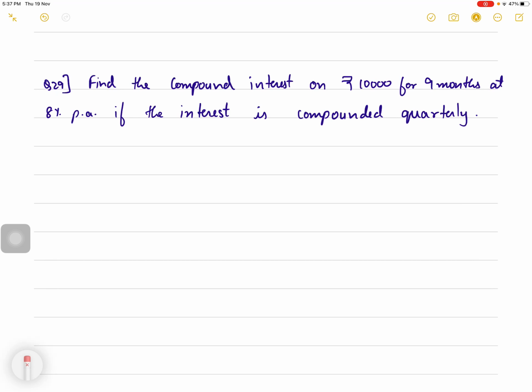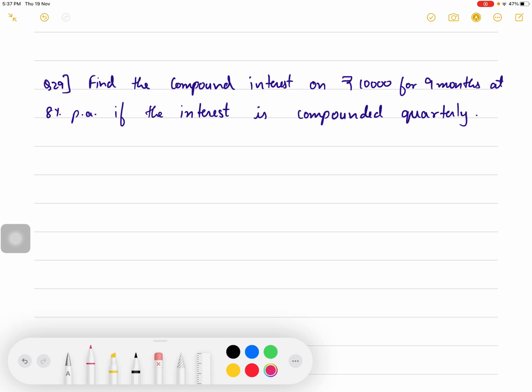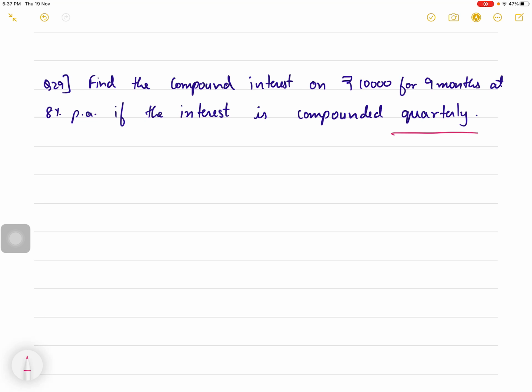Hello students, let's solve a few more problems of compound interest. Find the compound interest on rupees 10,000 for 9 months at 8% per annum if the interest is compounded quarterly. Interest is compounded quarterly, that means interest is compounded 4 times in a year, right? So D is equal to 4.